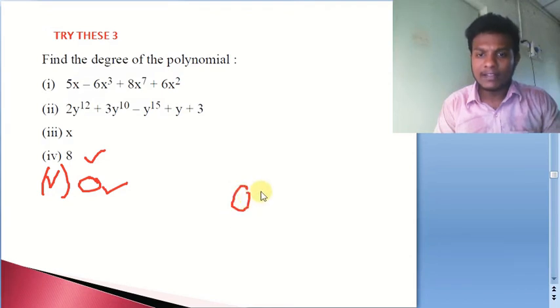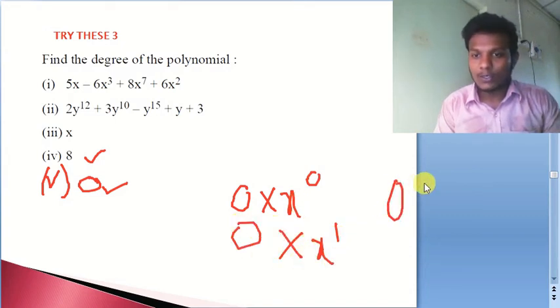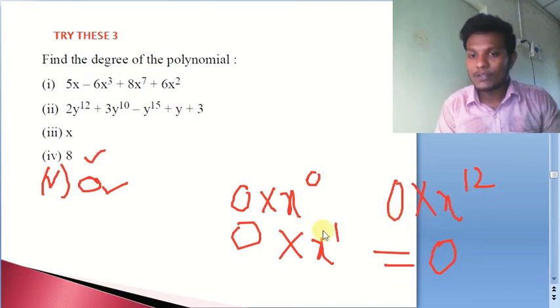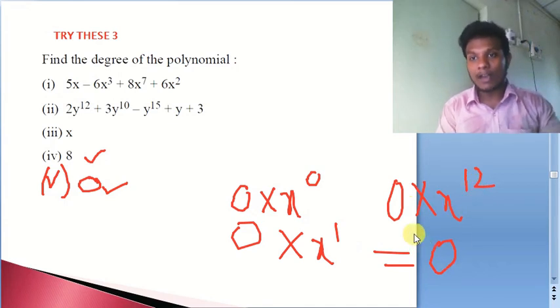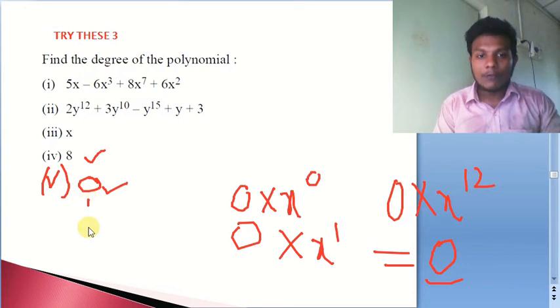0 multiplied by anything. Suppose I write 0 into x power 0, 0 into x power 1, 0 into x power 12, whatever I write, what is going to be the answer? 0 only. Why? Because 0 into something will be 0, 0 into 1 will be 0, 0 into x will be 0, 0 into x power 12 will be 0, 0 into x power 100 will be 0. In all these cases, what is the answer? It is going to be 0. So that is why, just keep in mind, for a 0 polynomial, or we can say a constant which is 0, the degree is not defined.